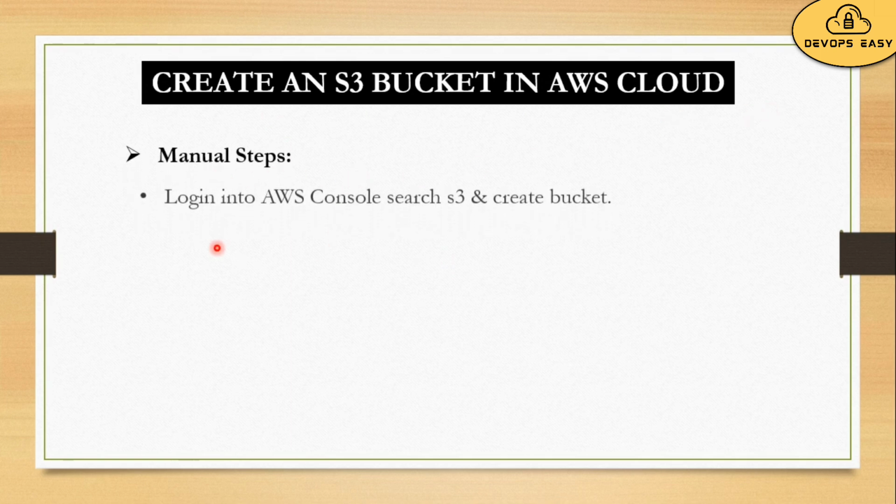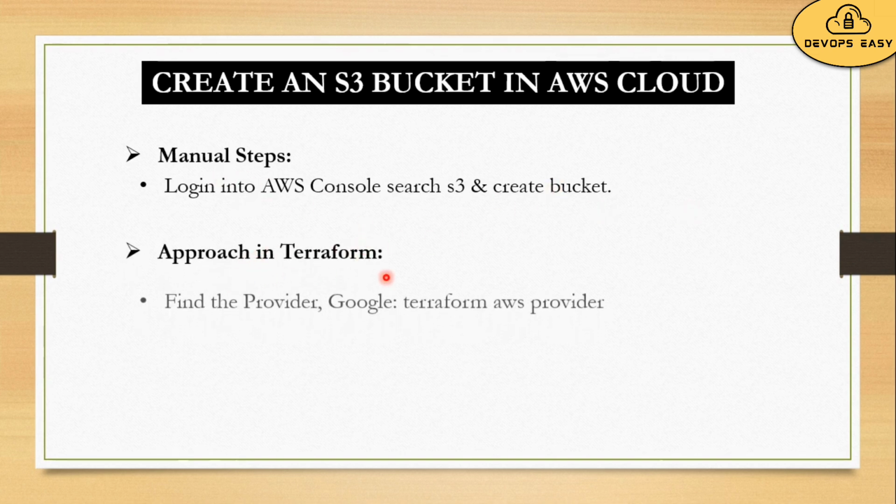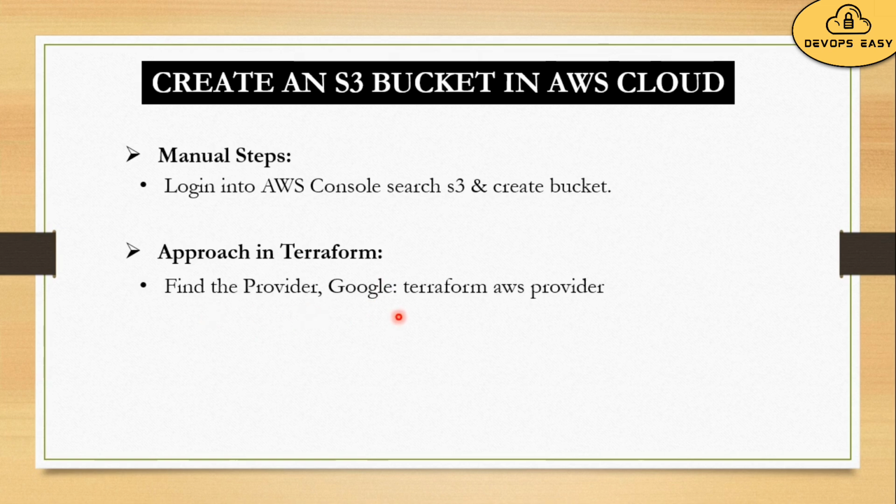Manual steps: log in to the AWS console, search for S3 and create a bucket. So I will create it manually. Before doing any automation, you need to know how to do it manually. Even if you have an apartment on the 10th floor, if you don't know the steps, first you should know the steps, and only then go up the elevator. Approach in Terraform: these are the manual steps. You know how you will approach it in Terraform. You need to find the provider: Google Terraform AWS provider, then you will get it.